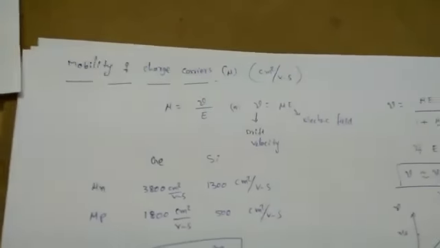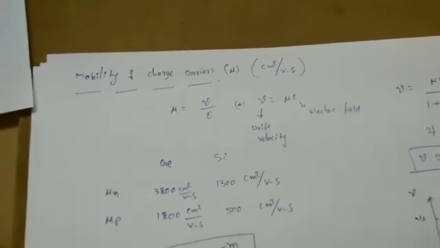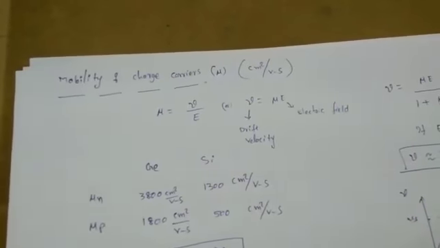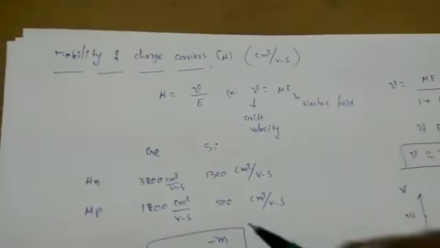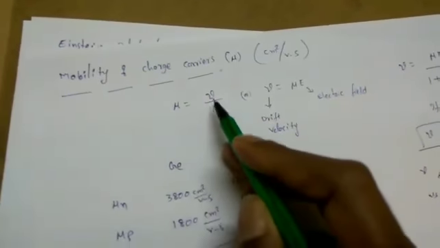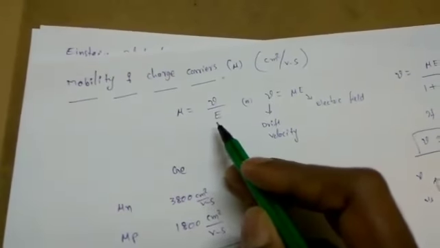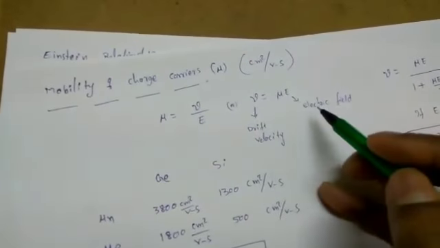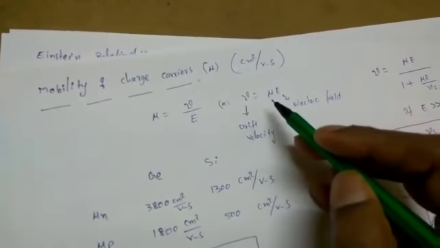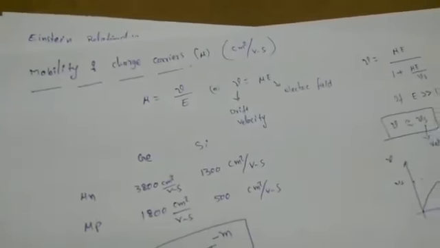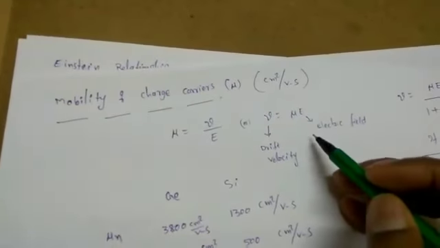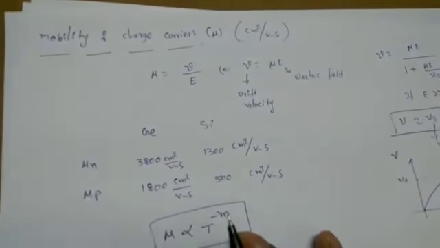Next topic is mobility of charge carriers, that is mu. Mobility is how fast the electrons or holes are moving. So mu is equal to drift velocity by electric field. V is the drift velocity, E is the electric field, mu is mobility. So V is equal to mu into electric field. If you apply some electric field, how fast the electron moves, that is the mobility.